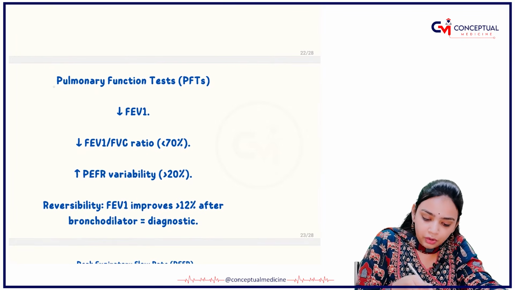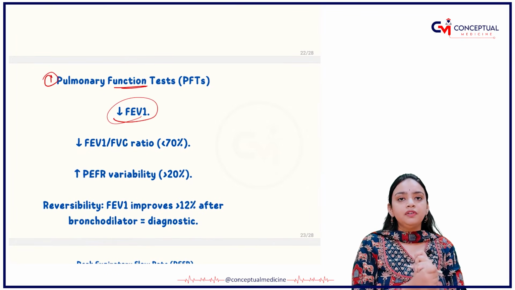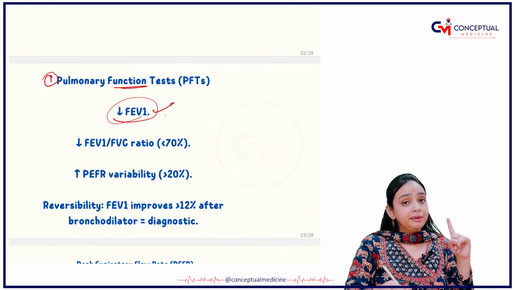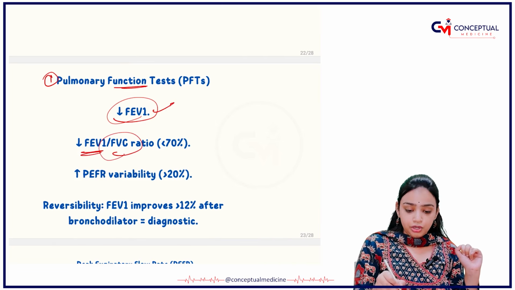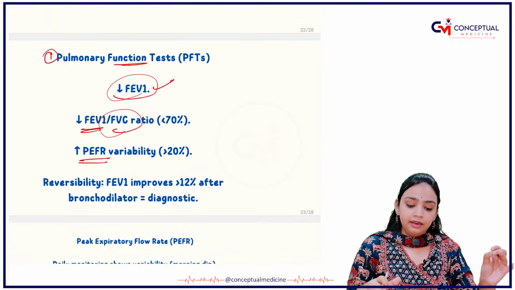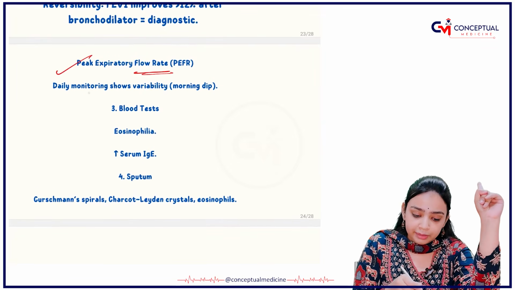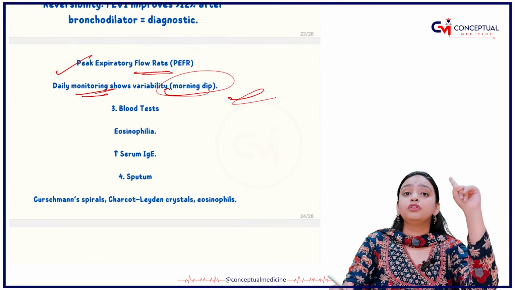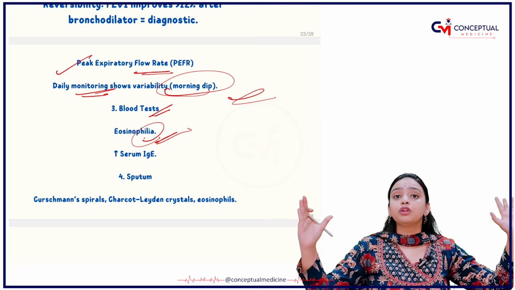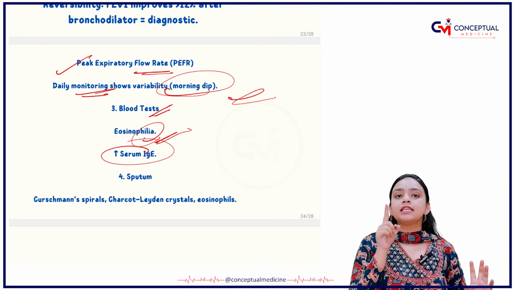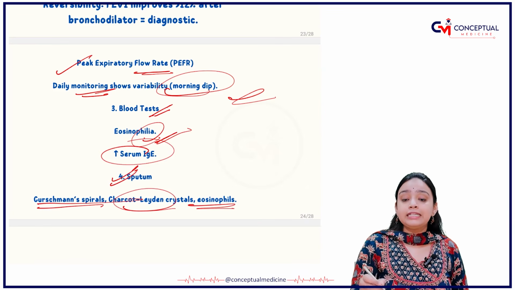Investigations that we will do: first we will order the pulmonary function test. In the pulmonary function test, you will be able to appreciate a decrease in the FEV1, then a decrease in the FEV1 to FVC ratio, then an increase in the PEFR variability. Now peak expiratory flow rate is what? There will be daily monitoring, morning dip, you have to monitor it daily. Then you will order the blood test, and you will see a huge amount of eosinophils and increased serum IgE. In the sputum, you will be able to see Curschmann spirals and Charcot-Leyden crystals.